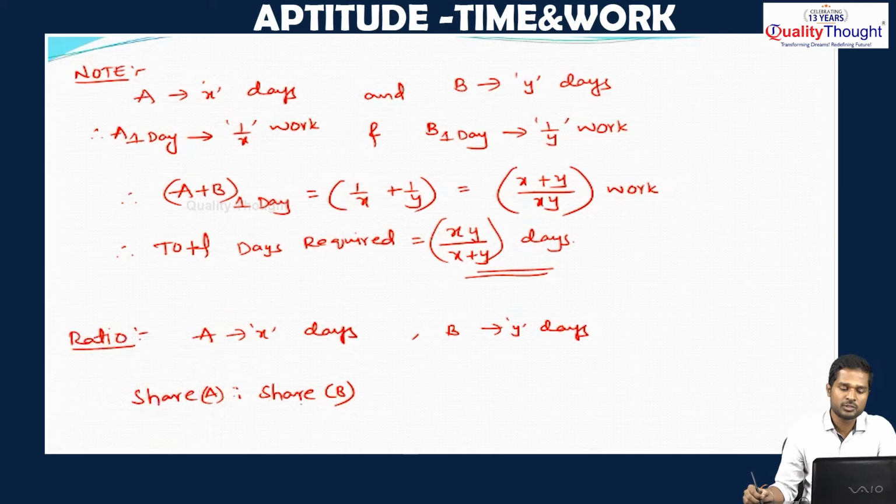So, the share of A is to the share of B is given as the 1 day work of A, 1 by x, is to the 1 day work of B, 1 by y. That means, we are taking their efficiencies into consideration to share the amount between them. So, this is y is to x. So, the amount will be shared according to their efficiencies. So, A will get a part of y and B will get a part of x in this scenario from the total amount they have received after completing the work.